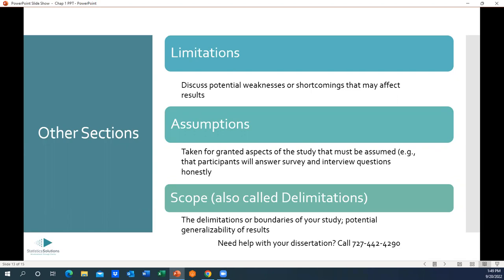Sometimes other assumptions, if you're using archival data, or data sets, data that's already been collected, you don't have any control over the way the data was collected. So you have to assume that it was collected using sound and valid methods. So that's what the assumption is about.